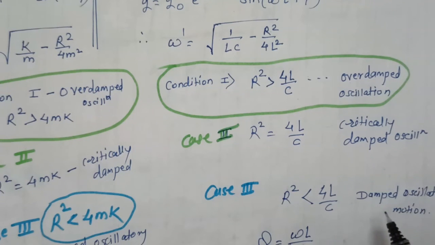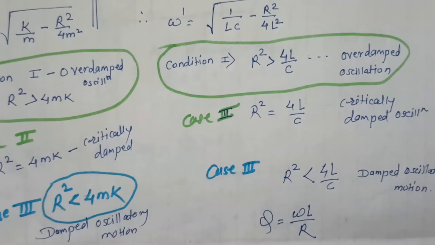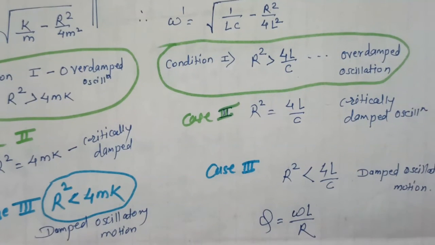The quality factor Q is equal to, we know that the value of Q is m omega upon r. Here the value of m is L, omega is omega and r is R. So the quality factor Q for LCR circuit is given as omega L by R. This is the application of damped oscillation.